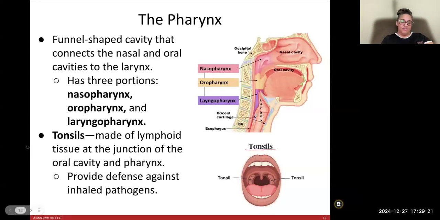The pharynx is a funnel-shaped cavity that connects the nasal and oral cavities to the larynx. It has three portions: the nasopharynx, the oropharynx, and the laryngopharynx. Tonsils are made of lymphoid tissue at the junction of the oral cavity and the pharynx. They provide defense against inhaled pathogens, as they are made of lymphatic tissue.